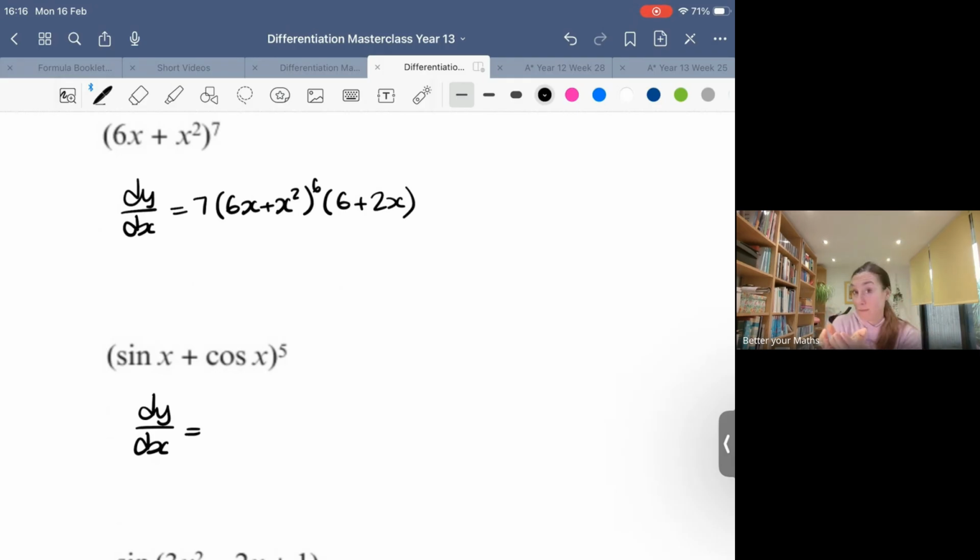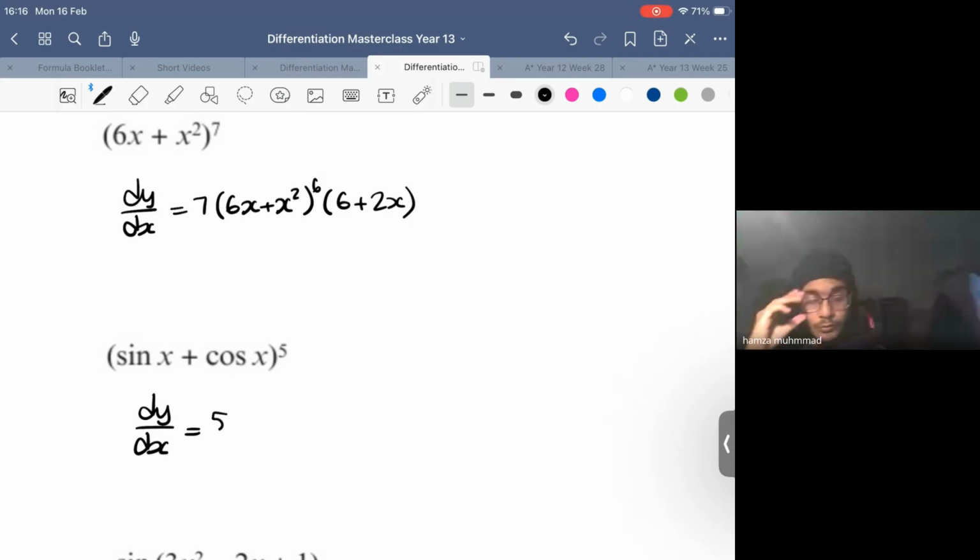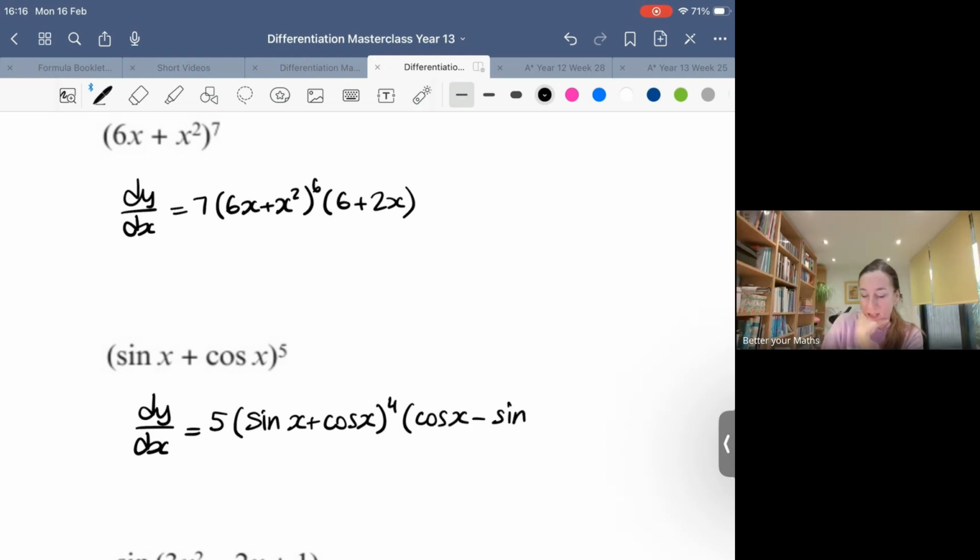It's a function to a power, so again the same situation. Who wants to help me? Hamza, tell me. Would you do 5, brackets, sine x plus cos x, to the power of 4? Then you multiply that by the derivative, so cos x minus sine x. Exactly. So the 5 to the front, this 1 less, and then the derivative of this, which is cos x minus sine x.